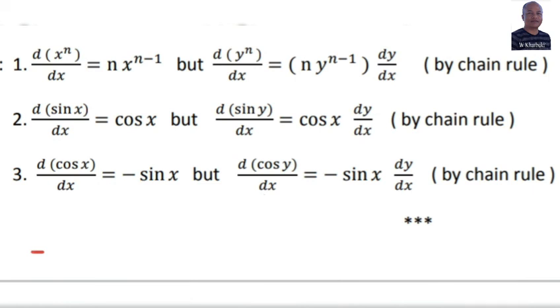So in example number 2 and number 3, we apply the same idea. And this idea is very, very important, you need to remember this. And we will be using this idea from here onwards. So note down and observe how things are done.